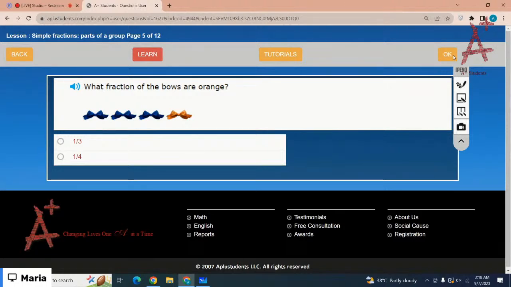What fraction of the bows are orange? Which is the correct option? The correct option is one out of four, right? Because you have a total of four bows, just one of them is orange, so it would be one out of four. Option number two is the correct option.